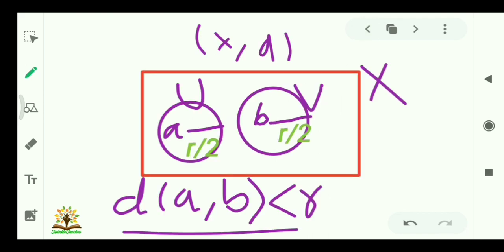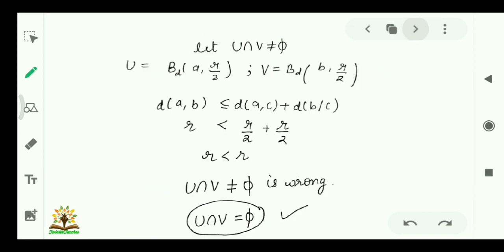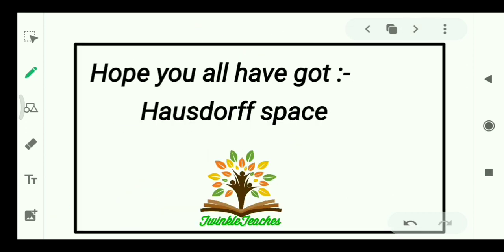And any topological space induced from this metric will be known as a metrizable topological space. And every metric space is Hausdorff, so we can say that every metrizable topological space is Hausdorff. Hope you all have got what is Hausdorff or T2 space.